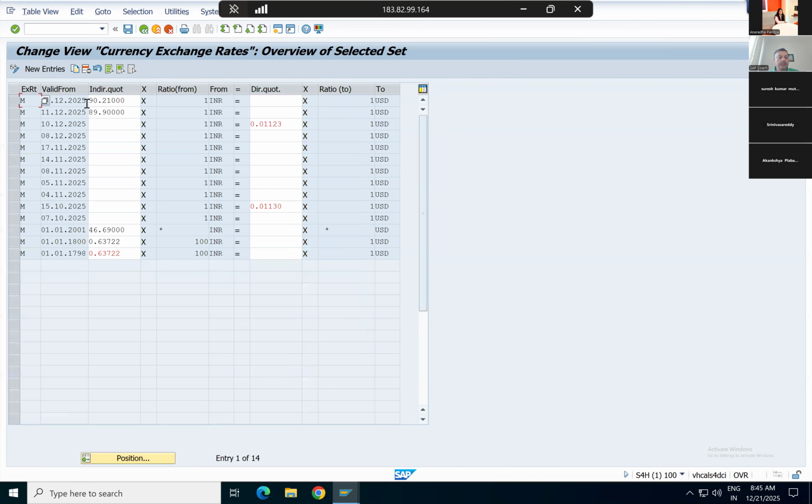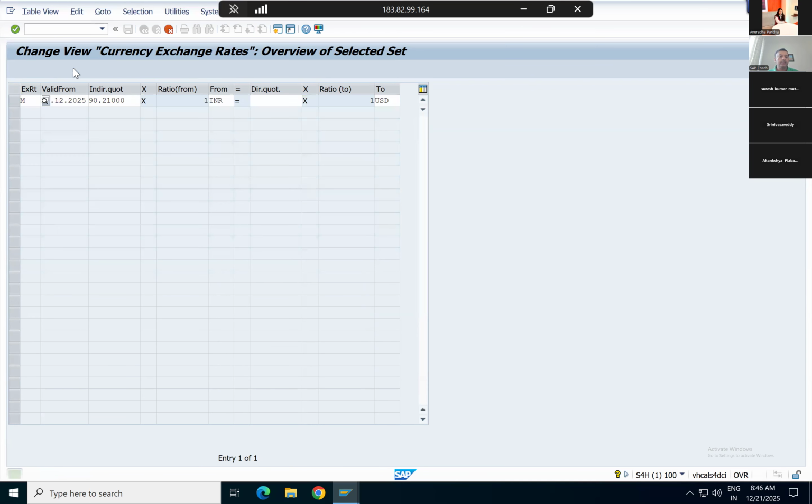So here you see there is a combination that 90.21 INR is equal to $1, or 89, or this rate was there on 18/12, and on 11/12 this rate was 89.9. If I want to maintain a new rate, I can simply select this, click on copy, and it will copy one new line item.